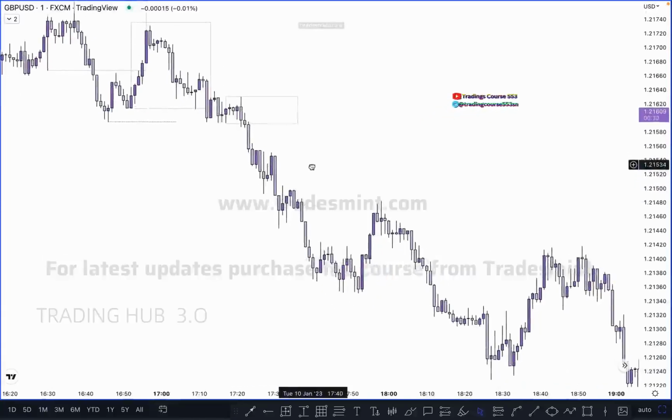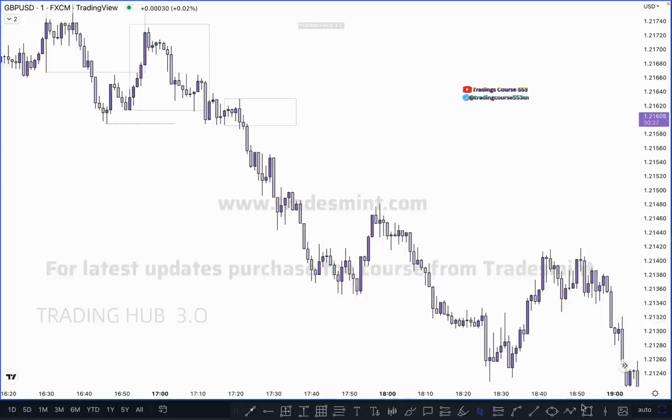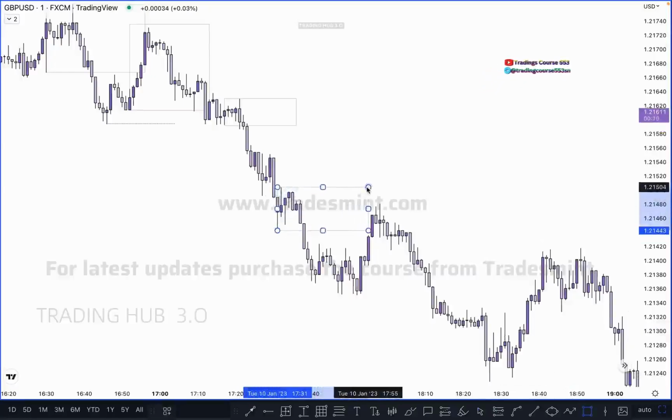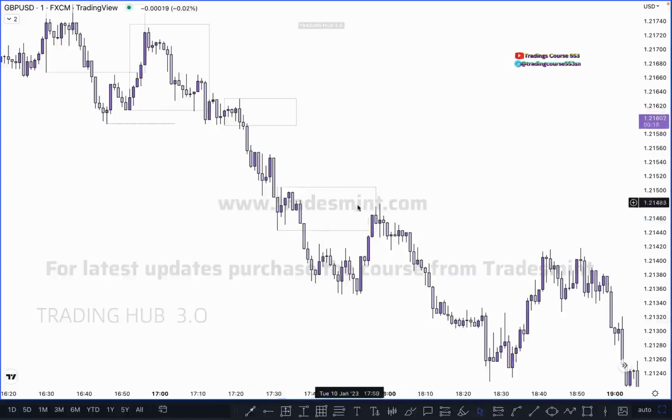And then what happened here? After this one, what happened here? This candle low is here, and the next candle broke it, and this becomes our valid pullback. So this is our valid order flow. At this point, what happened? The market mitigated this order flow, and then the market pushed downside.